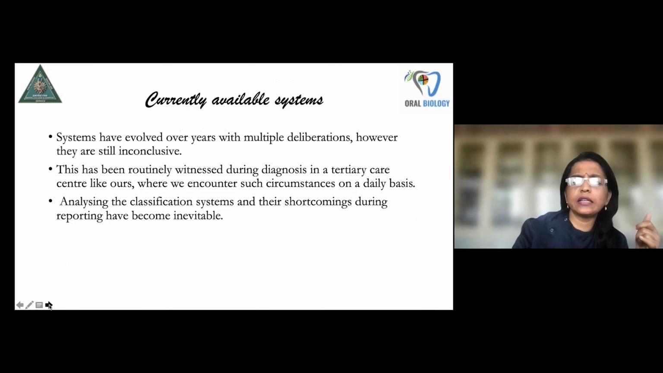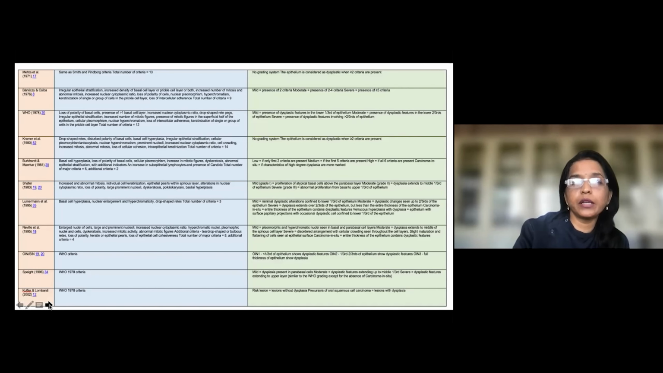So what do the currently available systems say, and why are we so concerned? This is a summary of the currently available systems. If you can quickly look at the last three criteria, right from the very old criteria of intraepithelial neoplasia, there is stage 3 or severe dysplasia, where we have carcinoma in situ. That word is discontinued now. We have almost more than two-thirds of the cells showing an alteration.